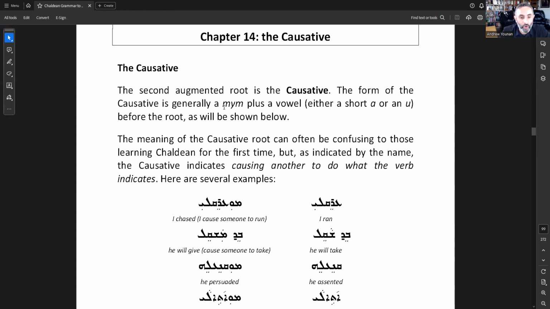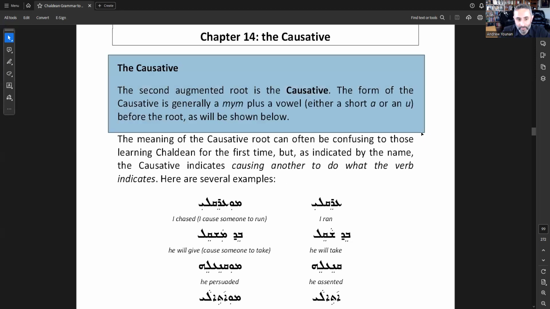The intensive form is a meme without a vowel on it. This is important to make a distinction here. The causative has a meme plus a vowel, either a or u. We'll see the examples in a second. But the a and u are on the meme itself. So a meme with a vowel on it is not an intensive, it's a causative. This is the name that we're giving.